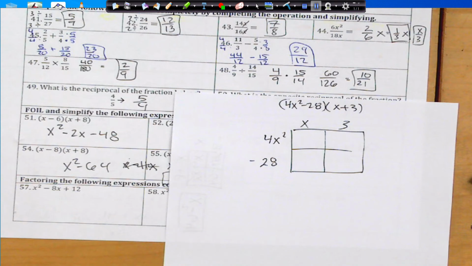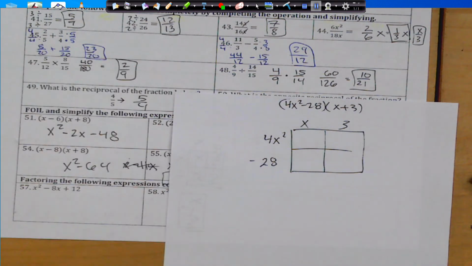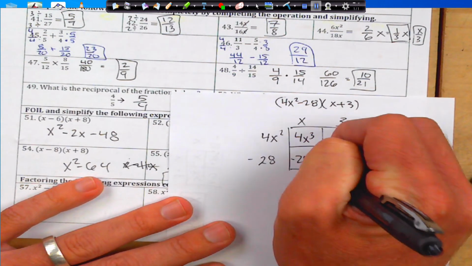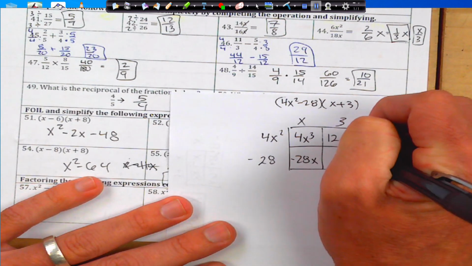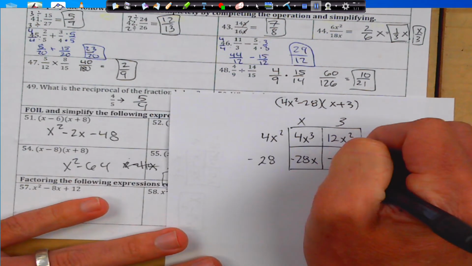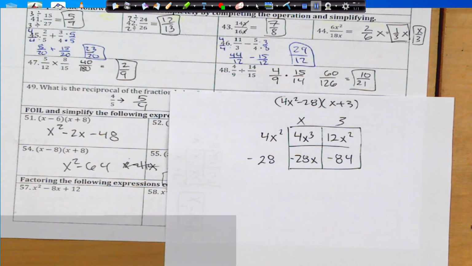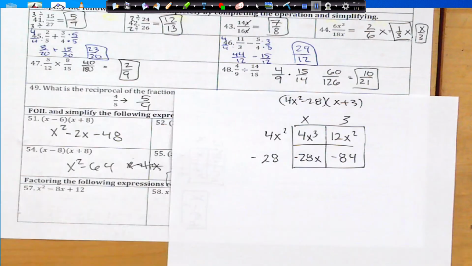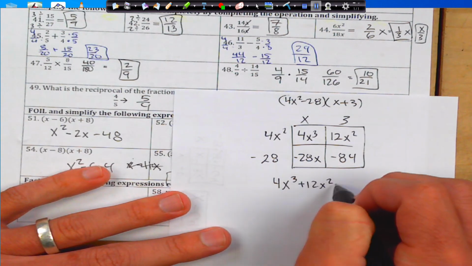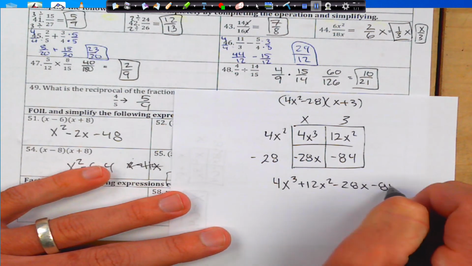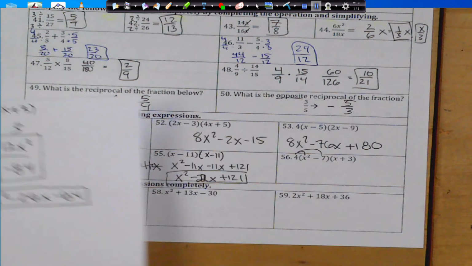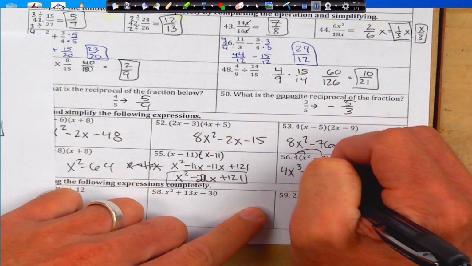Okay, so I have it all set up. And then we get 4x squared times x. That's going to be 4x cubed. And then we get negative 28x. And then this is going to be 12x squared. And then 3 times 28, I have the calculator off to the side, negative 84. Okay, none of them are like terms because we have a 3, 2, 1, and no exponent. So we just write them out in descending order. There you go. That's the final answer.